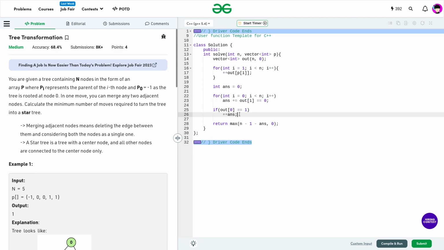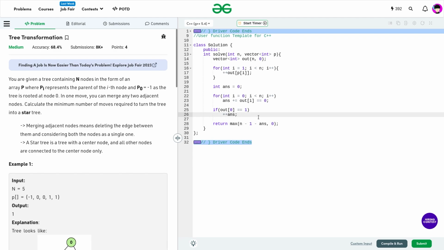and I increment my answer with 1. And at the end, if the out degree of 0 is also equal to 1, that means the root node has only one child, or exactly one child. In that case, I'll increment my answer. So why am I incrementing my answer? Because at the end, I'm subtracting my answer from some value. Sorry, so this is going in subtraction. So basically, I'm subtracting -1 from that particular value.